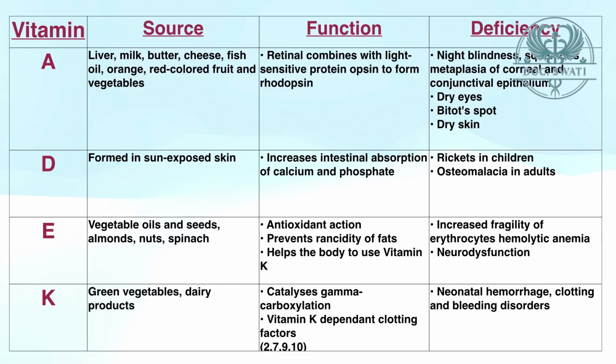Next we have vitamin K, obtained from green vegetables and dairy products, which catalyzes gamma carboxylation. Vitamin K dependent clotting factors: 2, 7, 9 and 10. Vitamin K deficiency leads to neonatal hemorrhage, clotting and bleeding disorders.